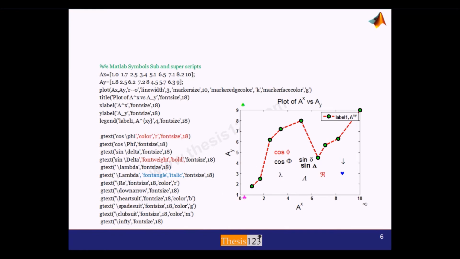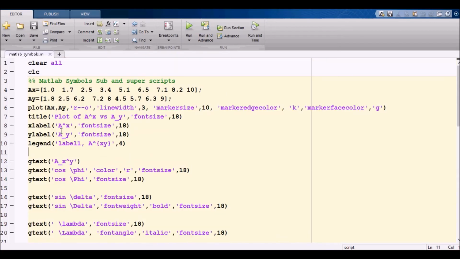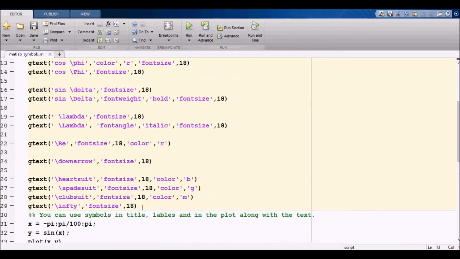Coming to the code, I have already written it here, so I am just copying it and pasting it in the command window of MATLAB.